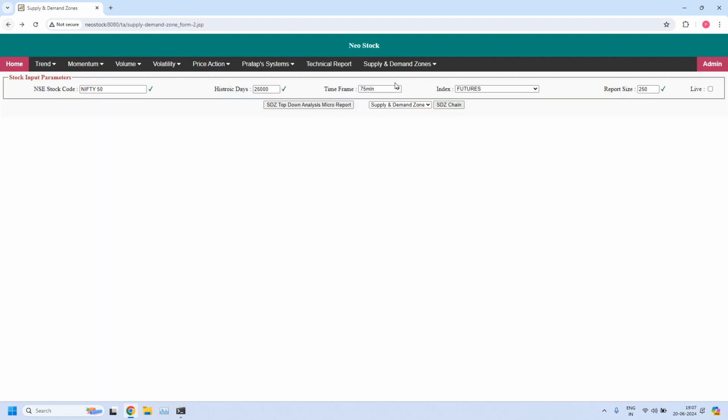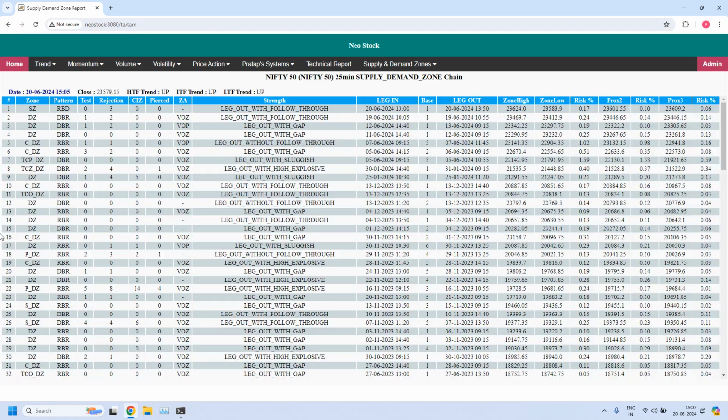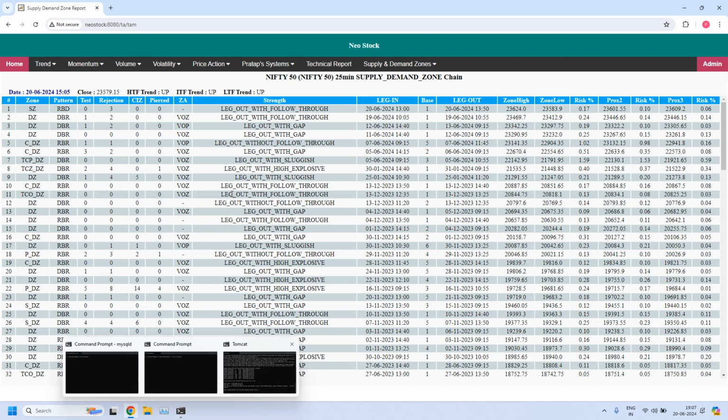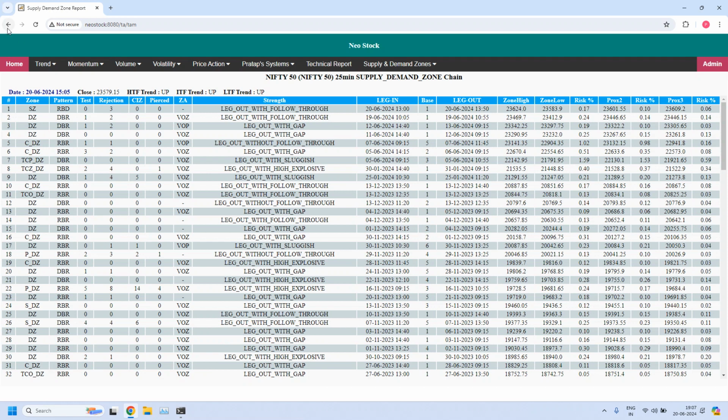Okay, now let me generate the supply demand zone chain for 25 minutes time frame. So from now onwards, look for any high liquidity zones or any zones created today. Today our supply zone is created. 25 minute supply zone. And here you have high liquidity zones.